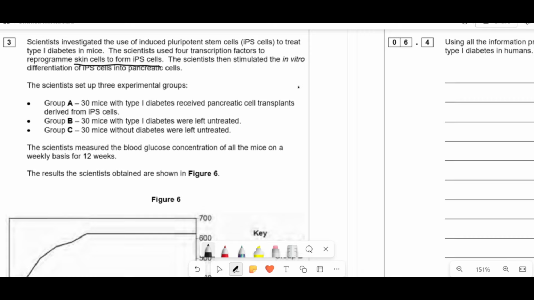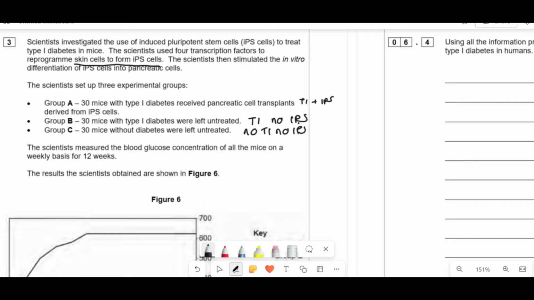So what they did is they did 3 experimental groups. So we got type 1 diabetes with IPS cells. So type 1 plus IPS. Number 2 is type 1 diabetes untreated. So type 1 only, no IPS. And then here, without diabetes with untreated. So it's no type 1, no IPS.